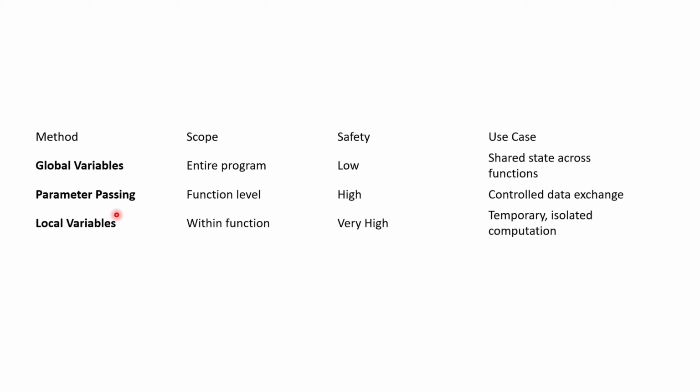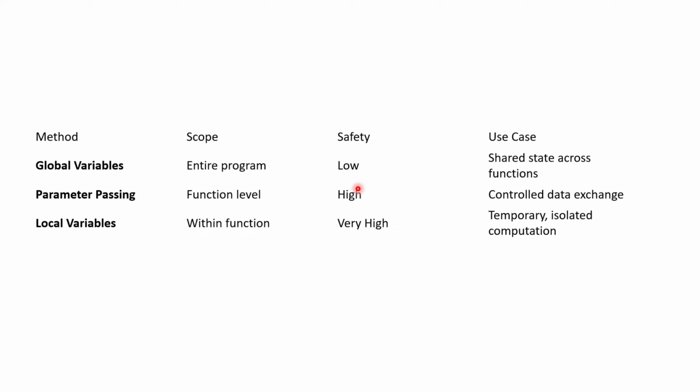That was all about this, and now we're going to discuss the differences between the two. In global variables, the scope is the entire program, so you can use them anywhere in the program. The safety is very low, since the shared state across functions can be changed. In parameter passing, the scope is function level, meaning that for any given function we can use those variables, and the safety is very high.